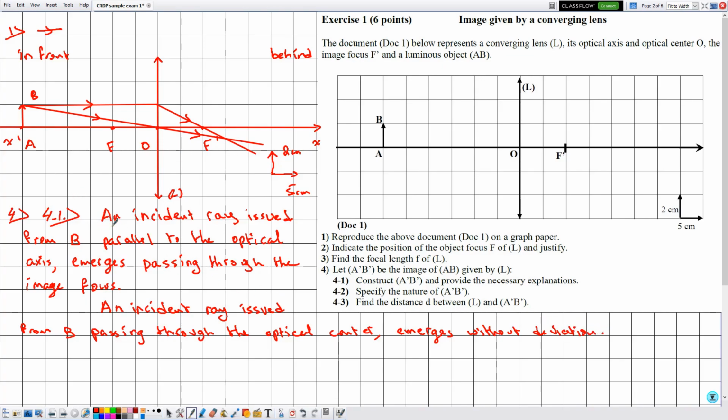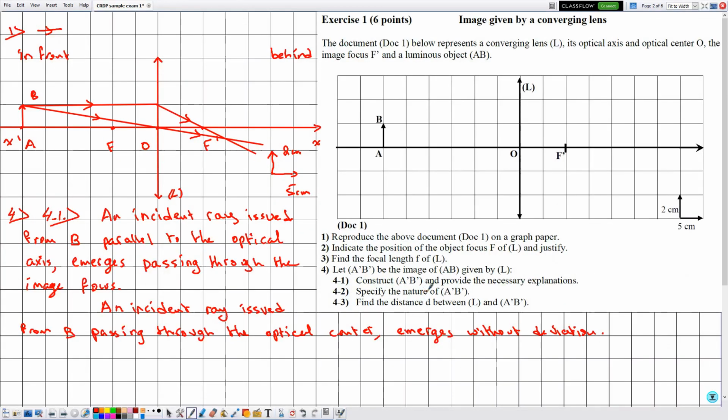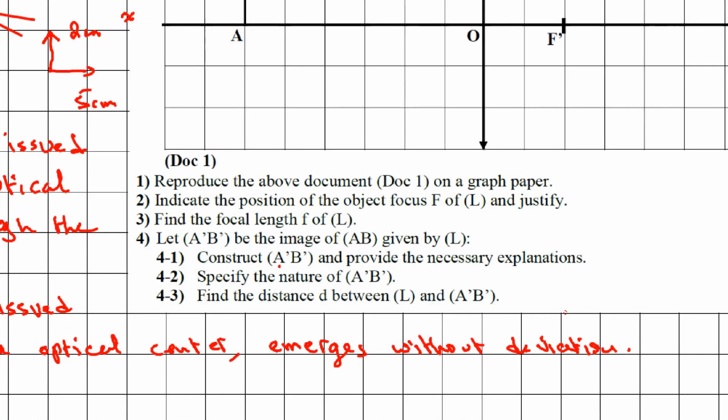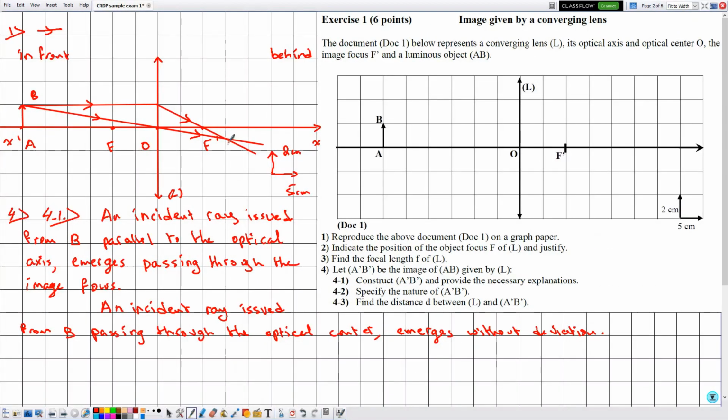Recall that we are tracing and justifying, because here construct means that we need to trace and justify. Moreover, yet we didn't answer the question, because the question is to construct the image A prime B prime. And here the image A prime B prime consists of 2 points, B prime and A prime. So we need to trace and justify B prime as well as A prime. So notice that here, because B represents the intersection of the incident rays, then this point, which is the intersection of the emergent rays, will correspond to the image B prime of B. So this is B prime.